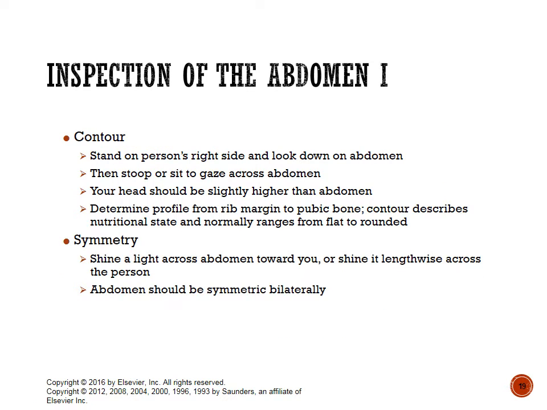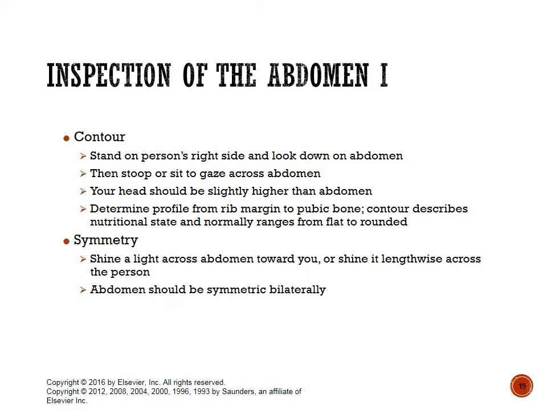So when we inspect the abdomen, we're looking at the contour. We usually stand on the patient's right side and look down the abdomen. That second light becomes a little helpful here. Our head does need to be slightly higher than the abdomen so we can see how the contour is. And you'll see on the next slide a description of each type of contour that we may see.